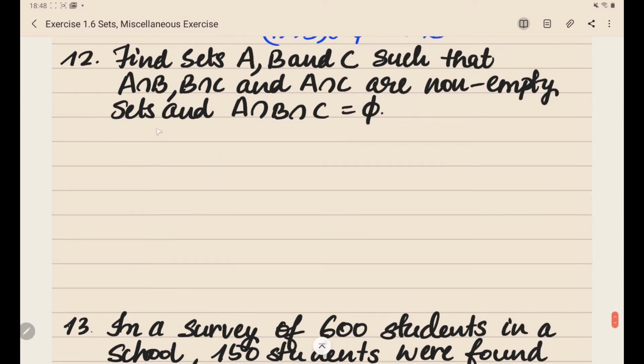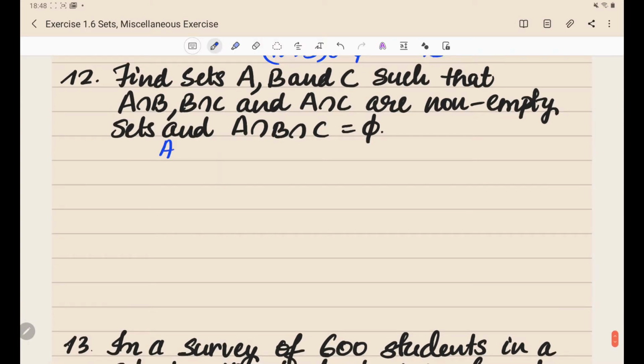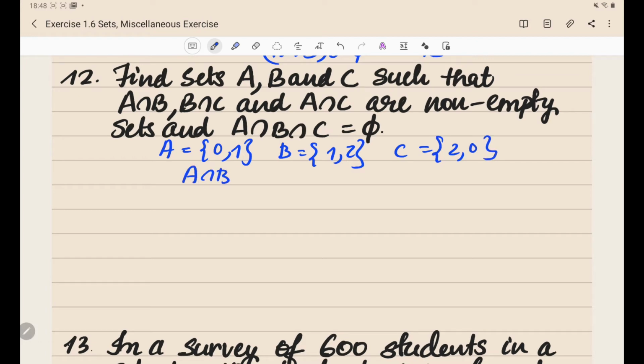As I said, I'm taking the example, let A is equal to {0, 1}, B is equal to {1, 2}, C is equal to {2, 0}. So if you take A intersection B, what will you get? A set with element 1. Again, B intersection C is {2}, again a non-empty set, right? And A intersection C is again what? {0}. So these are all non-empty sets.